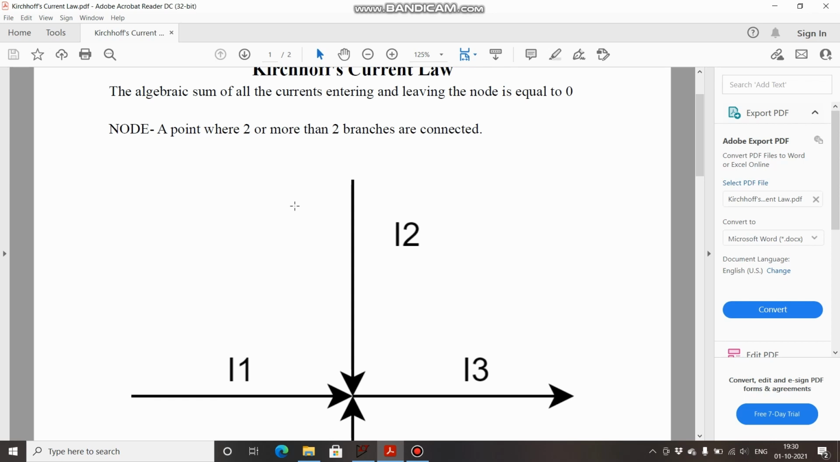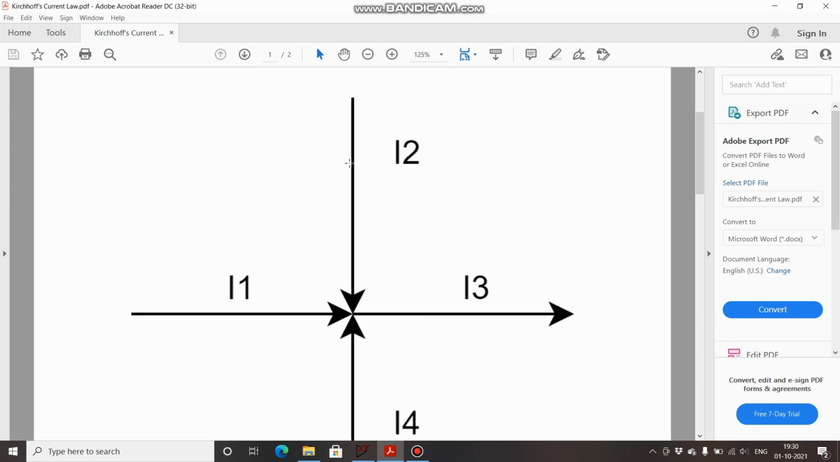Let's consider this diagram. In this, this is a node. Current I2 is entering the node, current I1 is also entering the node, current I4 is also entering the node, but I3 is leaving. As per Kirchhoff's current law, the incoming current is always equal to the outgoing current. So we can say that I1 plus I2 plus I4 is equal to I3.